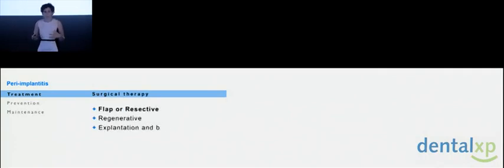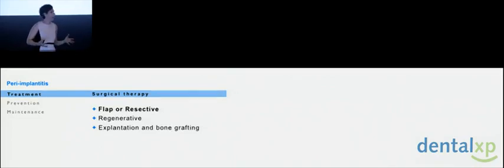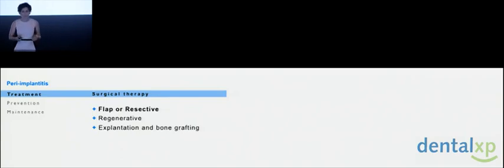Once you've decontaminated the surface, now the question is, which way are you going to go? Are you going to go into a flap resective kind of surgery? Are you going to look at the regenerative part? Or are you going to put your hands up and say, you know what, there's nothing I can do here, this is really bad, and explant and proceed with bone graft and start all over again?